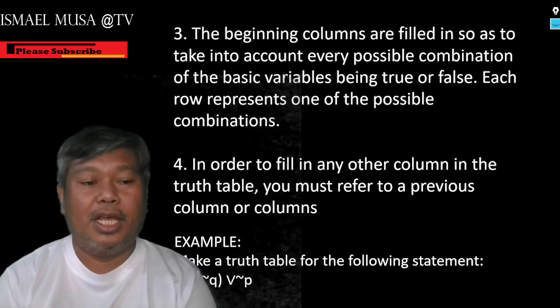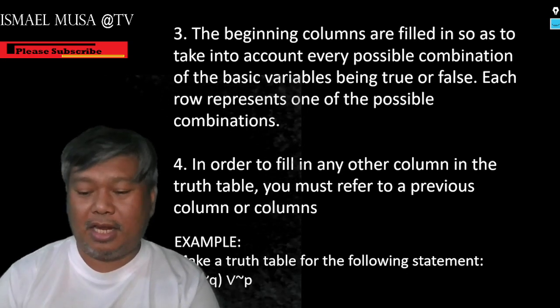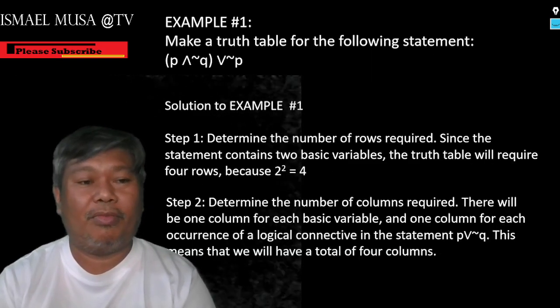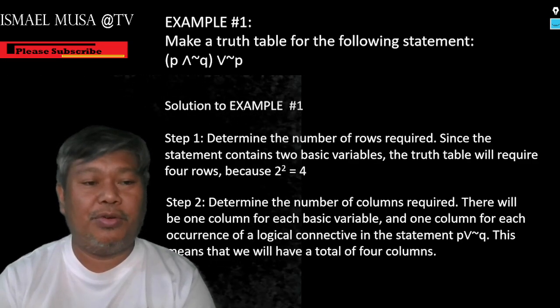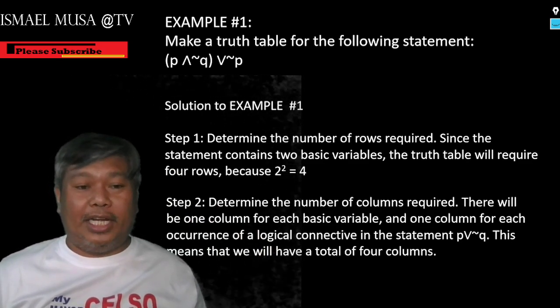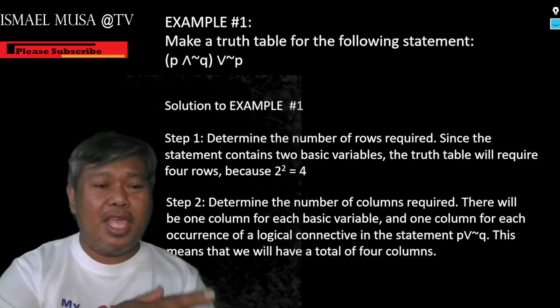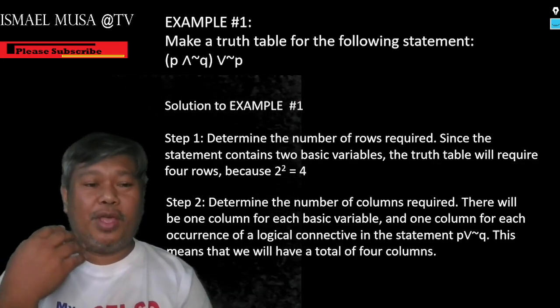We have the following example: make a truth table for the following statement. So, how would we make the truth table for P and not Q or not P? Take note, class, there is a parenthesis there. Our solution here is, first, we determine the number of rows required. Since the statement contains only two basic variables, P and Q, we don't count the not P and the not Q. So we have only P and Q.